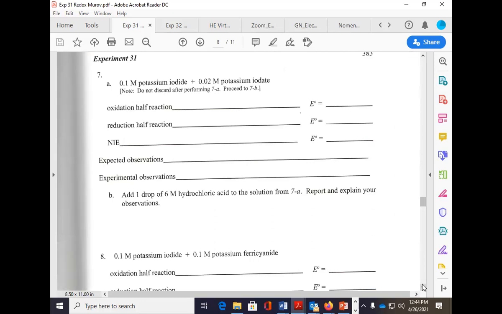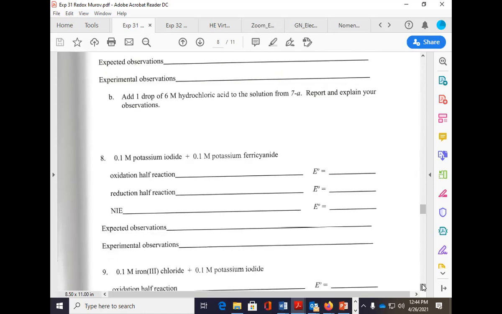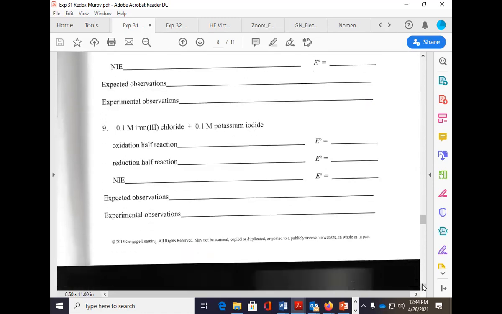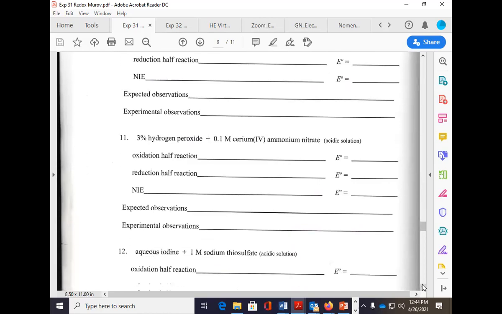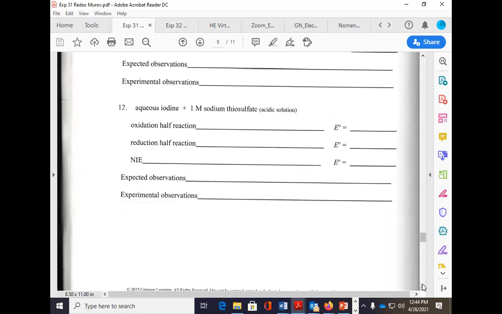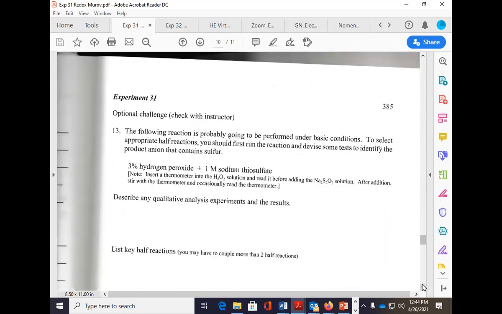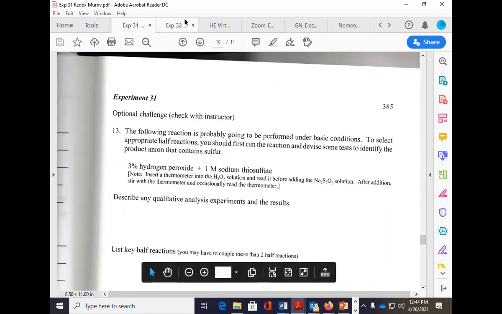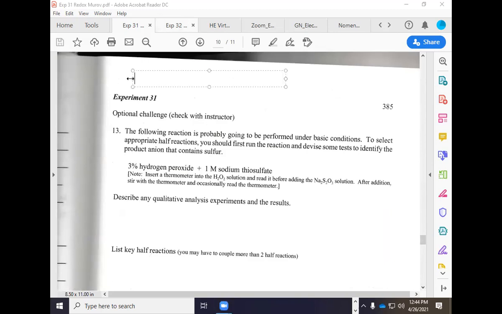So 7B, you're not actually doing it, but you have to look at the half reactions to see if you can figure out 7B, and I'll be reasonable. And then you're going to do number 8, number 9, number 10, number 11, and number 12. I believe that is your last one. Yes. You get to do 12 of them. So you're going to do 12 of these, and that is your lab for this week.